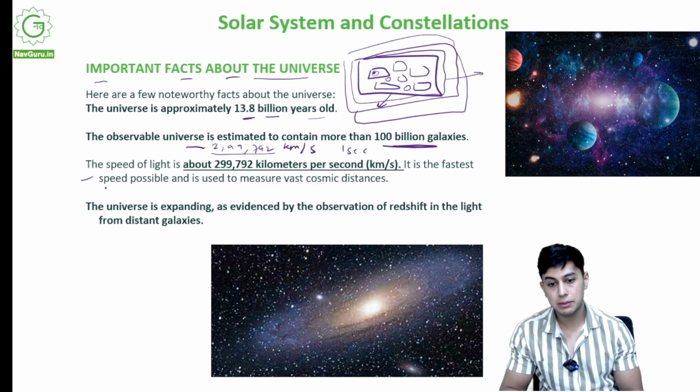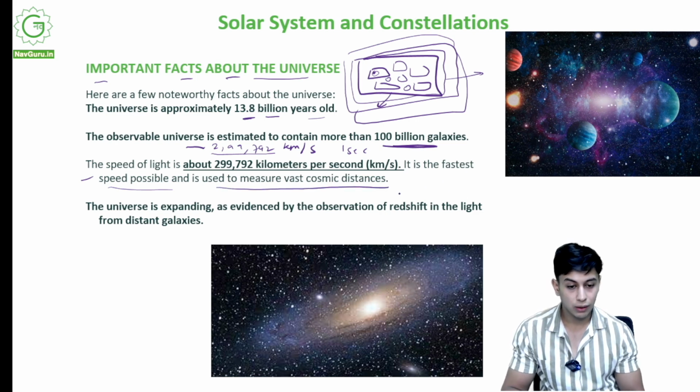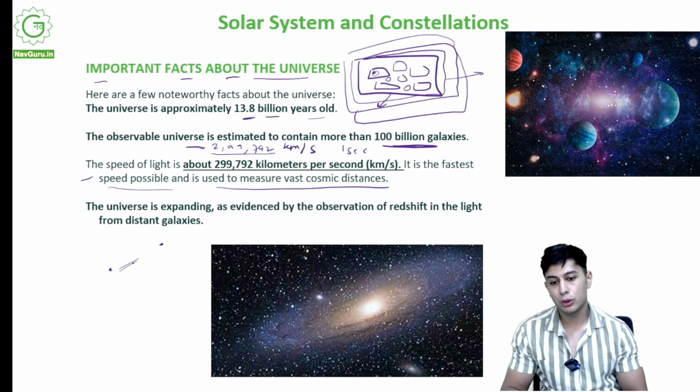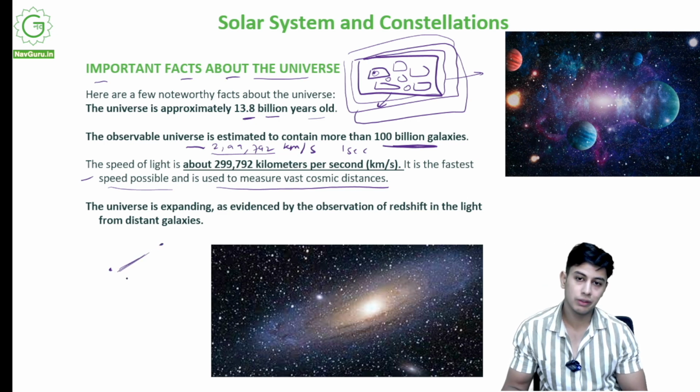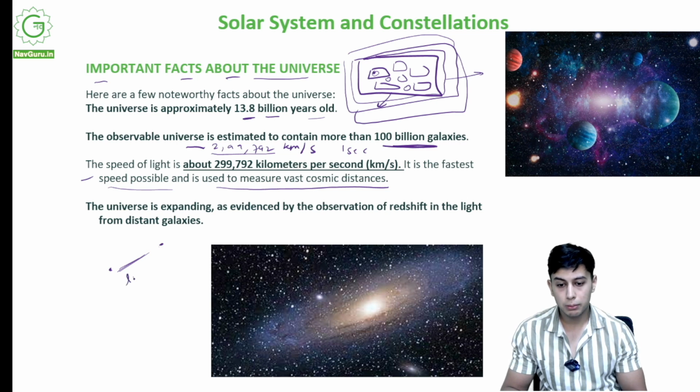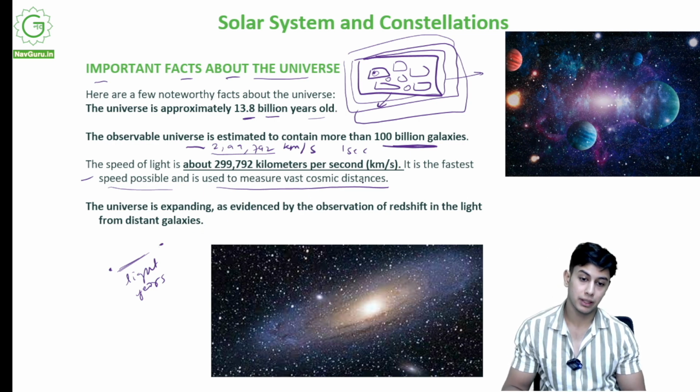It is the fastest speed possible and is used to measure vast cosmic distances. So now if I want to measure distances between two stars, I won't go in kilometers, because in kilometers it will be a very large number. I will measure it in light years. If I go by the speed of light, how many years will it take me?